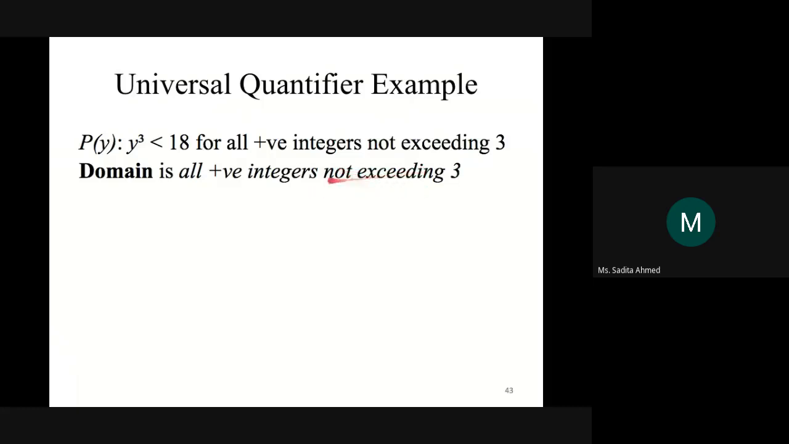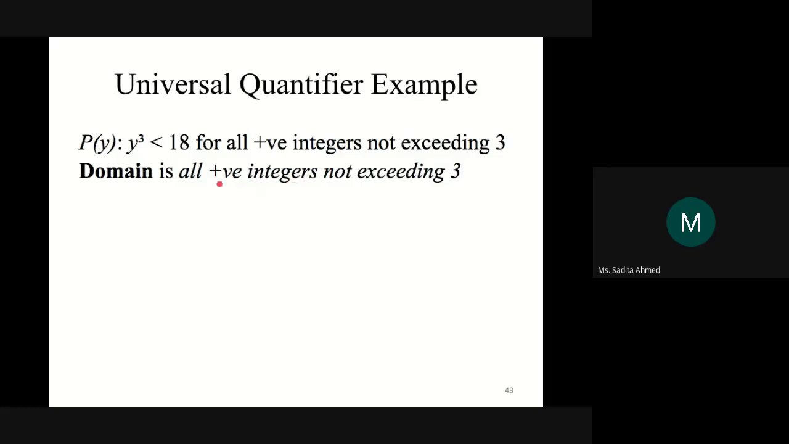Not exceeding. Pay attention to the details. It doesn't say all positive integers less than 3, or up to 3. Even for up to 3, you'd have 3. It says not exceeding, which means all positive integers that are not greater than 3. 3 is not greater than 3. So technically, 1, 2, 3, these 3 numbers should be in the domain.